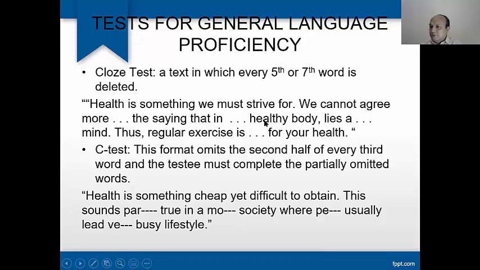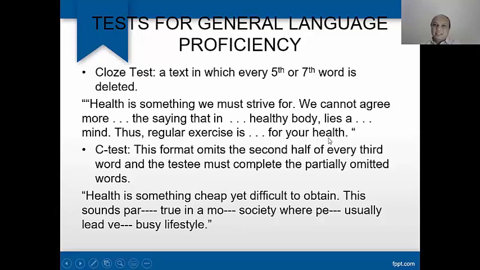So if you take a cloze test, you have to rely on your general language proficiency in order to work out a piece of cloze test. If your general language proficiency is good, then you can fill in the blanks with the right or the correct words. For example, we cannot agree more on the saying that in a healthy body lies a healthy mind. Thus, regular exercise is good for your health.